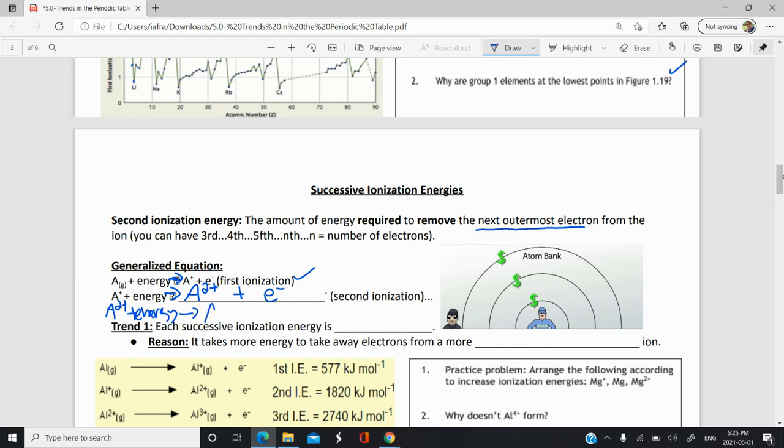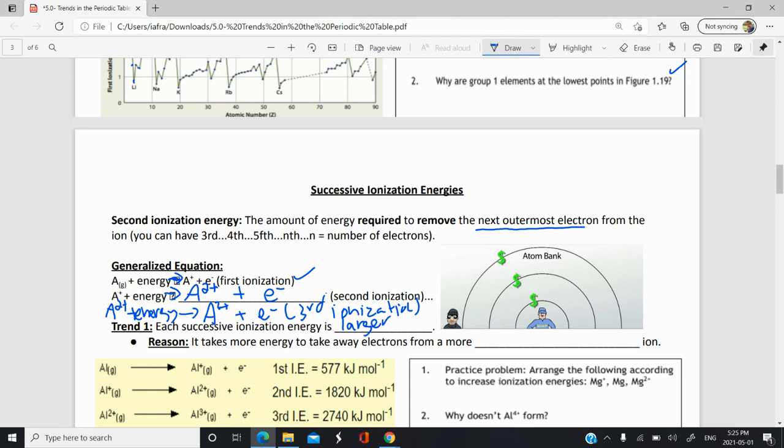And then you would have now a 3 plus ion, with another electron being removed. And this would be, for example, the third ionization energy. And so there is a trend that happens with this: the first, second, third, fourth. Generally, each successive ionization energy, so as you remove more and more electrons, is larger. So it takes more energy to remove the second one, and then even more to remove the third and the fourth.